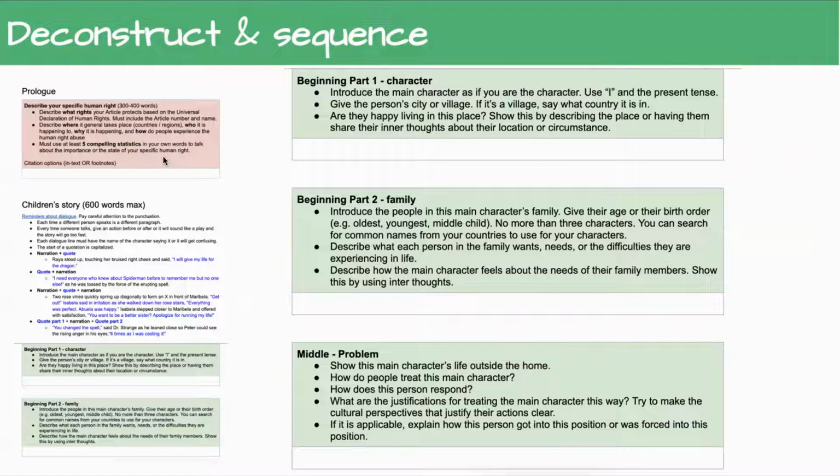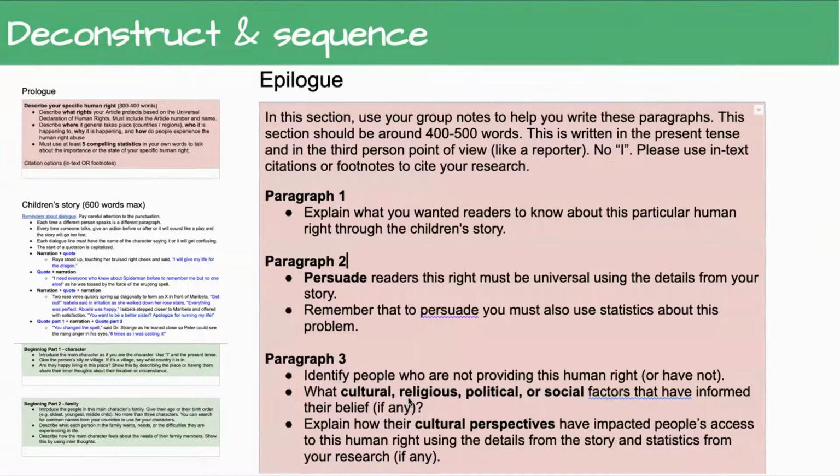Let's move to the next part. After they write the prologue, I'm going to do the same thing. I'm going to identify what part of the children's book they have to write, in what order. So again, I deconstructed and I sequenced it. For example, in this children's story, they first have to introduce the character and the setting for me. Then they're going to have to introduce their family members for me. Next, they're going to have to give me a problem, because we have character, we have setting, and then we have problem. Of course, the last one would be solution. Do you see I'm already sequencing things for students? And then the last one, epilogue.